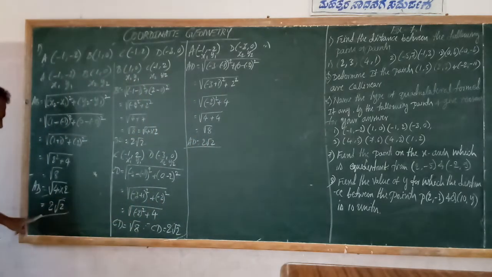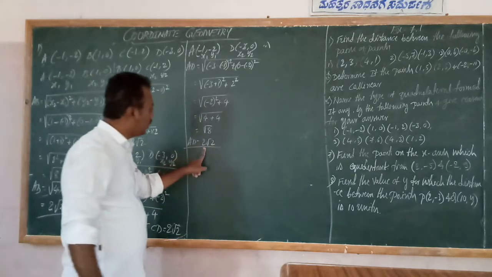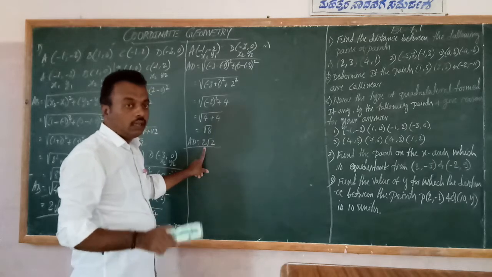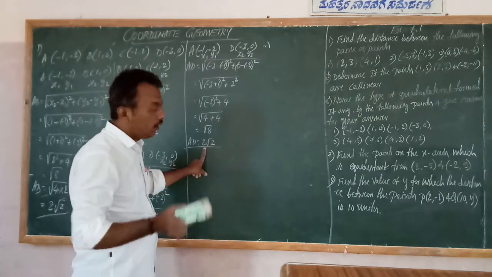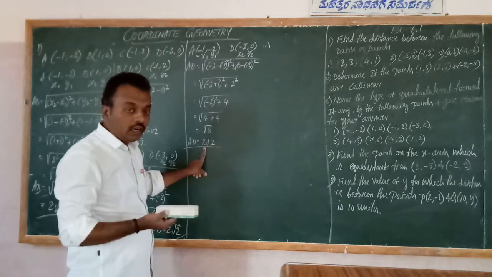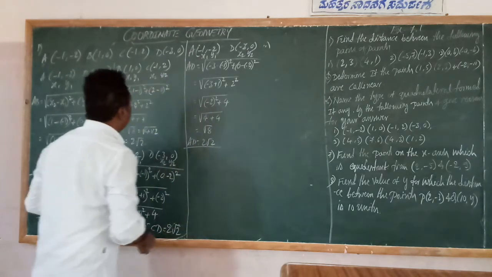AB is also 2√2, BC is 2√2, CD is also 2√2, and AD is also 2√2. All sides of the quadrilateral are equal to each other, and we have to check the diagonals. If the diagonals are equal, then it is a square. If the diagonals are not equal, then it is a rhombus. Very simple. So now the length of the diagonals.